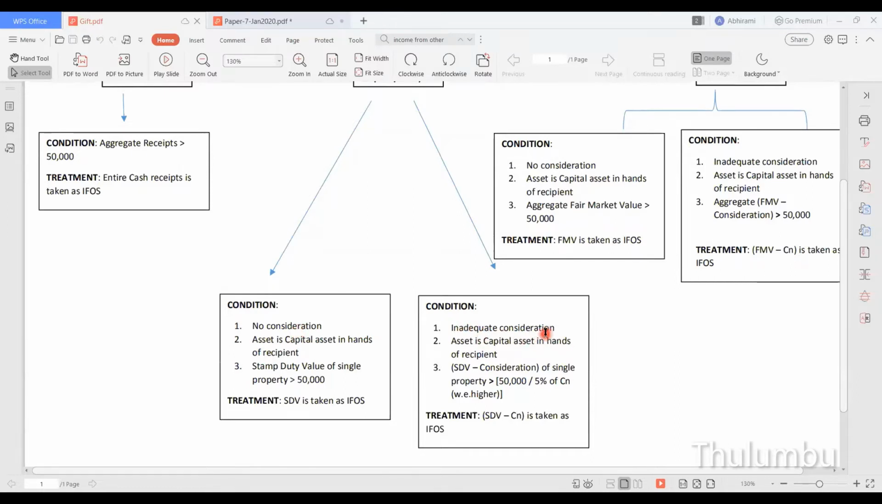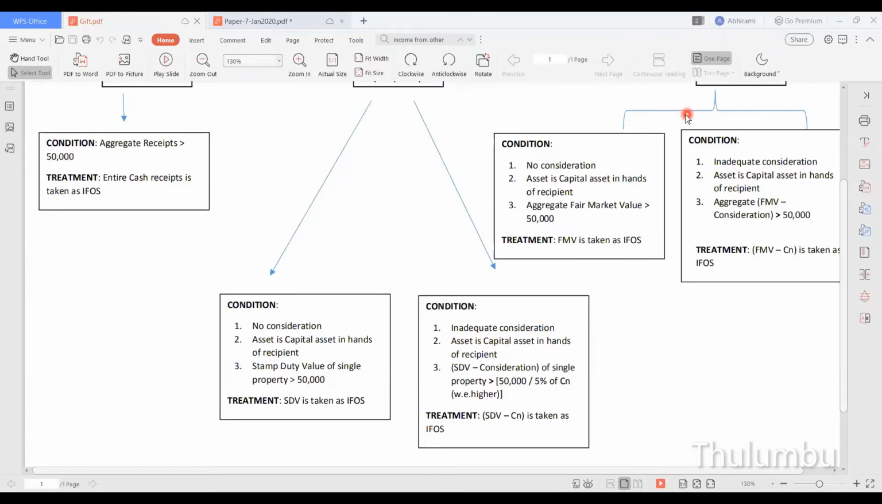Inadequate consideration means, for example, my friend has a flat in Chennai, and the worth of the flat is say 1 crore. He is giving it to me for say 25 lakhs. So inadequate consideration means I am receiving it for a consideration, but it is not sufficient. Inadequate means not sufficient. So a flat worth 1 crore he is giving to me for 25 lakhs. So there is a difference. So it is called inadequate consideration.